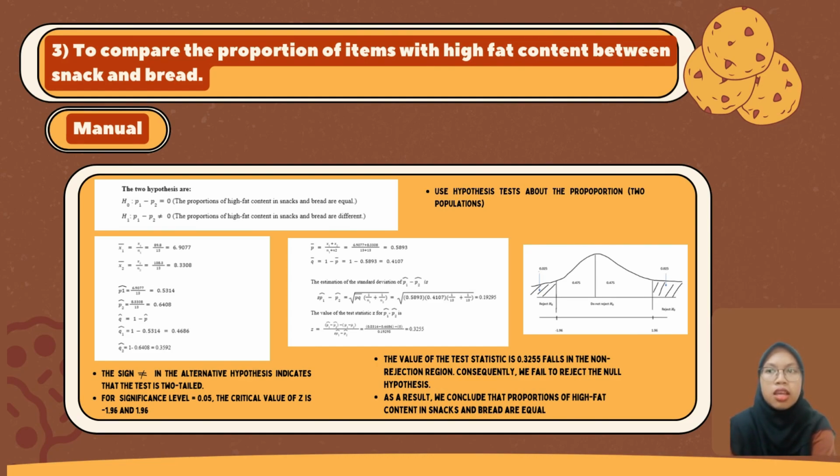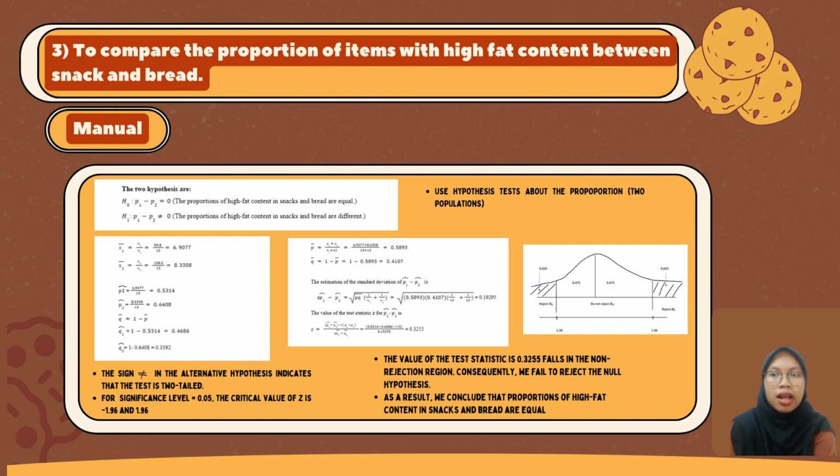So next, the third objective of our mini project is to compare the proportion of items with high fat content between snack and bread. For this objective, we use the hypothesis test about the proportion in two populations. For the null hypothesis, the proportion of high fat content in snack and bread are equal. For the alternative hypothesis, the proportions are different. Then we calculate the sample proportions: for snack, we got 0.5314, and for bread, we got 0.6408.